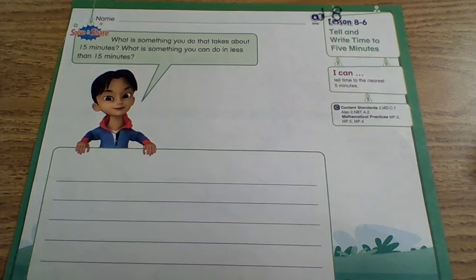Hi, second graders. Today we are going to be doing topic 8, lesson 8.6, to tell and write time to 5 minutes. So first, what is something you do that takes about 15 minutes? What is something you can do in less than 15 minutes? Pause this video and take a second to write down one thing that takes about 15 minutes and one thing that you can do in less than 15 minutes.